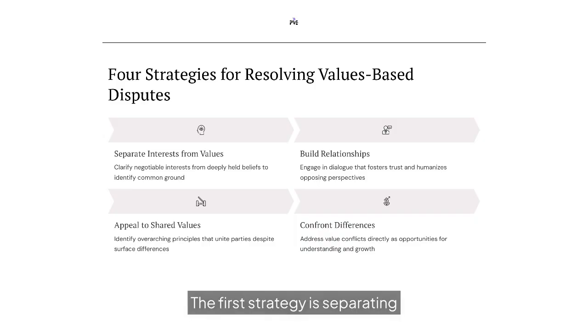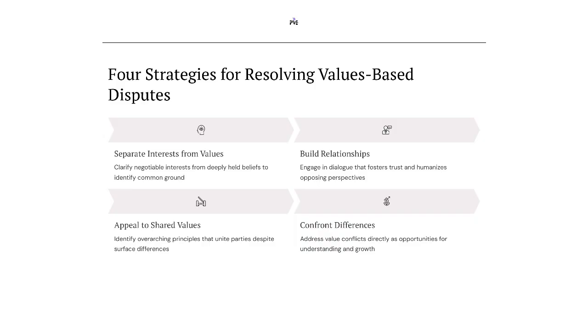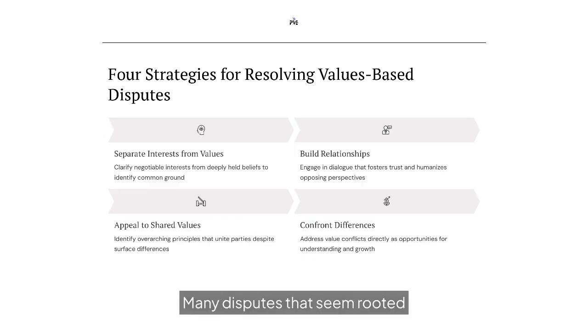The first strategy is separating interest from values. Many disputes that seem rooted in moral disagreement are actually about practical needs or misunderstood priorities. By distinguishing what's truly a value conflict from what's a matter of interest, we can find solutions without compromising core beliefs. Second, building relationships is essential.